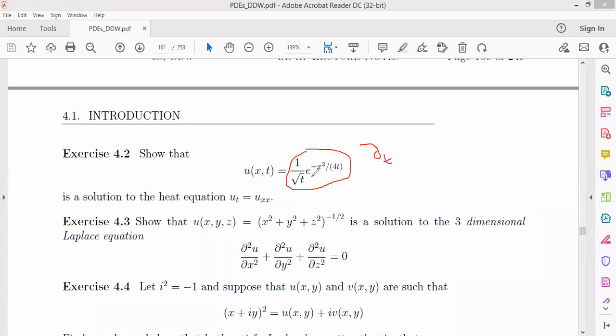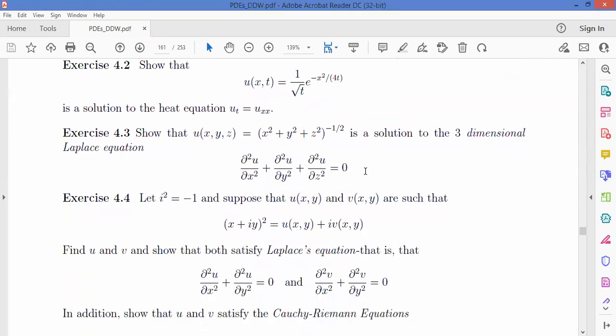Is that okay? Differentiate this one with respect to t. Then after, you will differentiate it twice with respect to x. You will look for a dxx. Substitute here, or take this one minus the other one. Is it 0? You deduce that it is indeed a solution to that one.